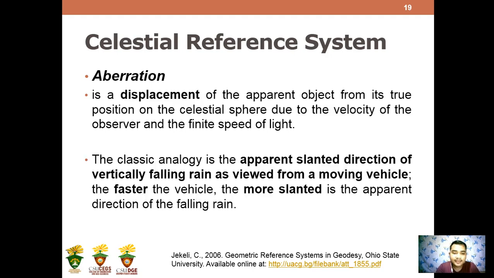So that's how it is. The classical analogy is the apparent slanted direction of the vertically falling rain as viewed from a moving vehicle. The faster the vehicle, the more slanted the apparent direction of the falling rain. So that is the analogy, no? For example, when you ride or drive a motorcycle and it is drizzling or raining, the faster you go, the more you see the droplets of rain slanting. If you go slowly, the droplets are not very slanted.